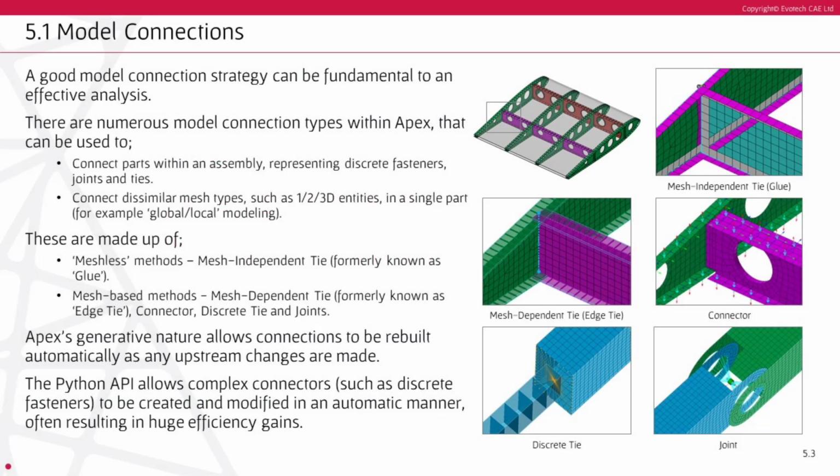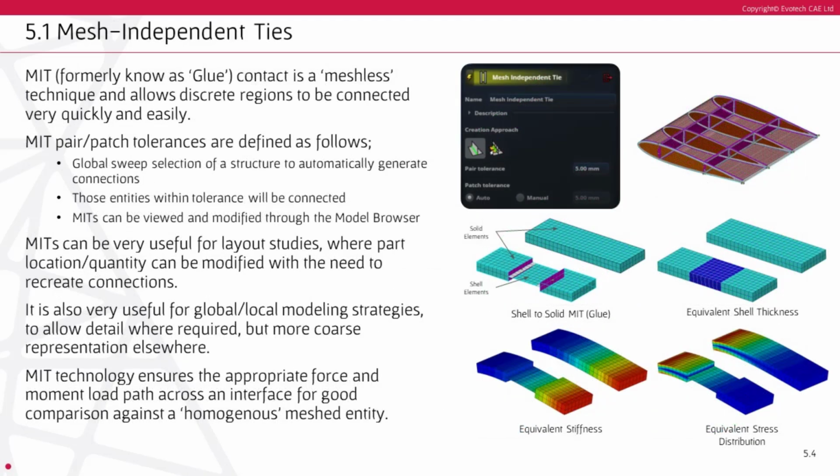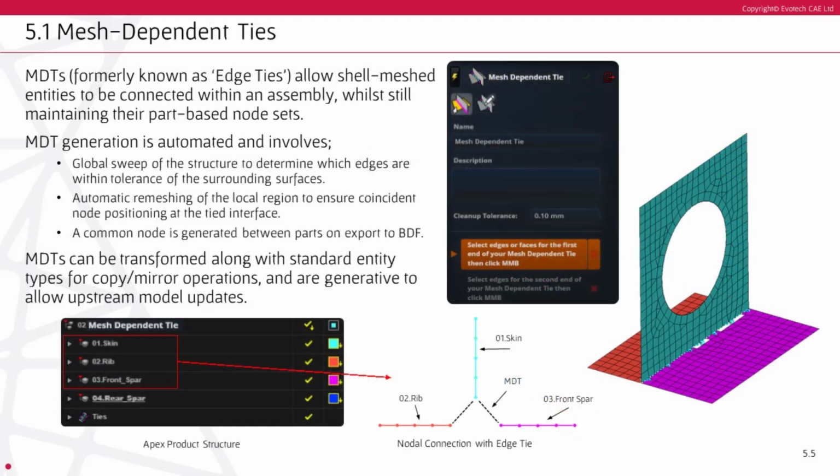Many FEA models are made up of multiple parts, and connecting these appropriately is vital in ensuring the correct load distribution through an assembly. We'll show many techniques based around meshless glued connections, where specific node positions are not required, through to edge ties, where adjacent edges of a part are automatically connected.